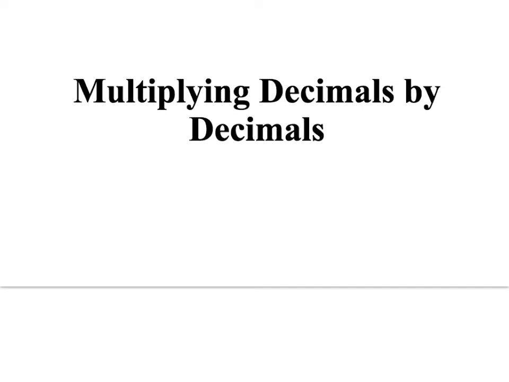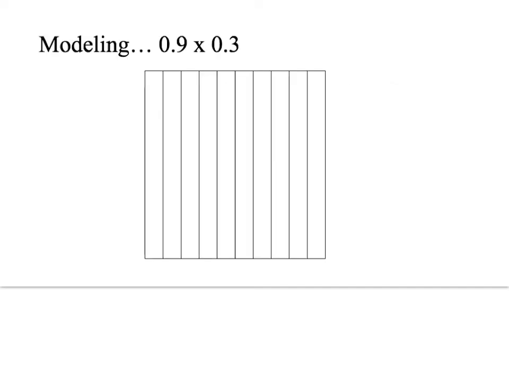Multiplying decimals by decimals. When learning to multiply whole numbers, you may have been told that when multiplying, your solution will always produce a larger number. I'm going to show you a scenario right now where that is not the case. Here we have 9/10 times 3/10.